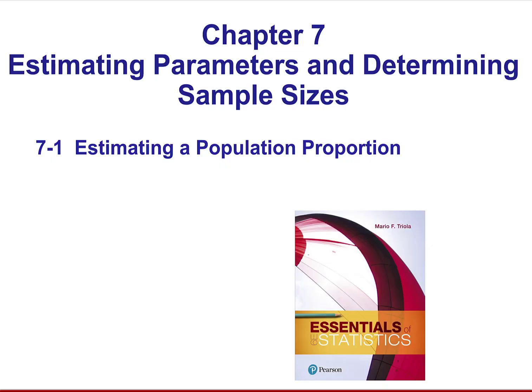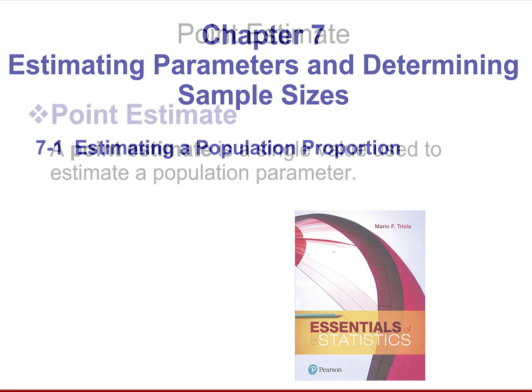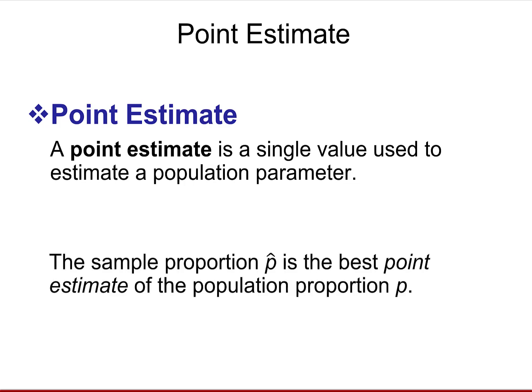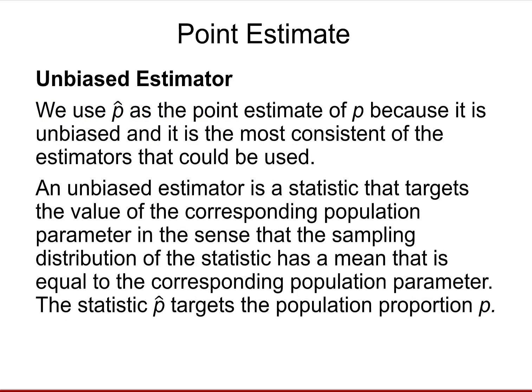In Chapter 7, we're going to learn about creating confidence intervals, and first we're going to talk about the population proportion. So a point estimate is a single value used to estimate a population parameter. The sample proportion is the best point estimate of the population proportion. An unbiased estimator that we learned about in the prior chapter, we're going to use p-hat as the point estimate of p because it is unbiased and the most consistent of the estimators that could be used.